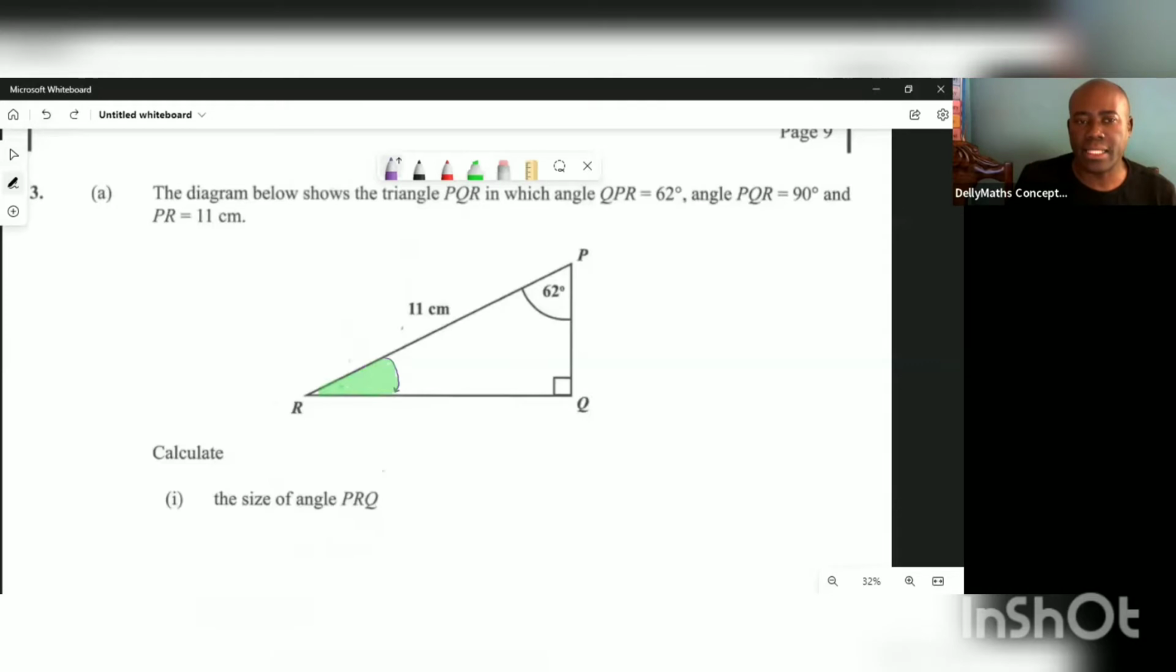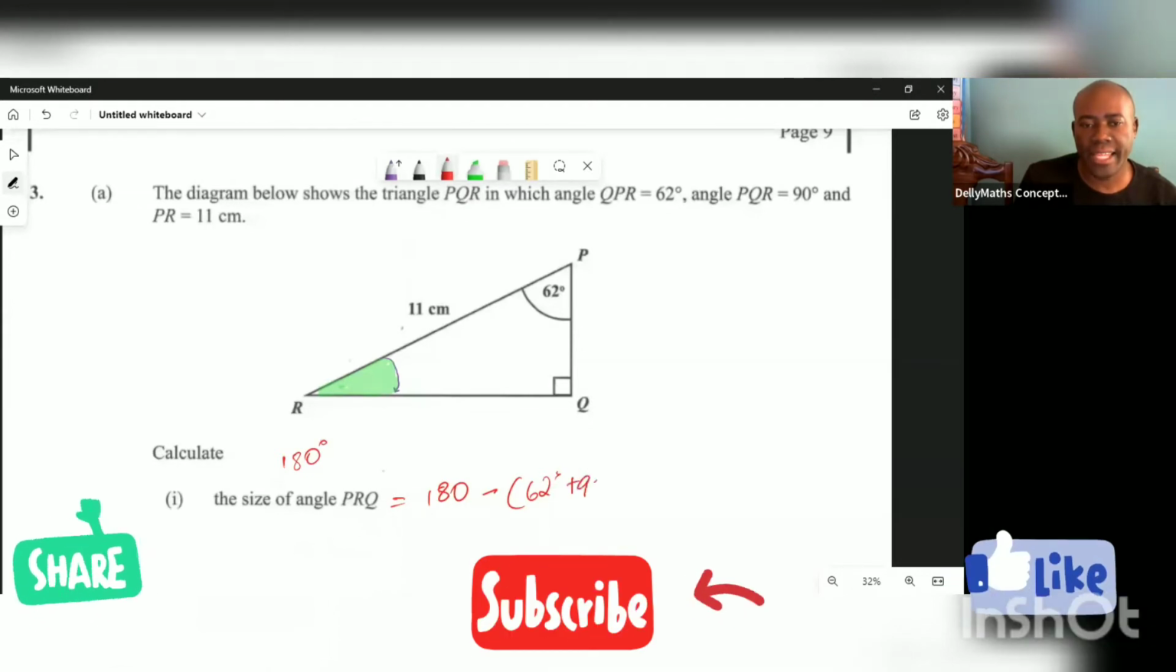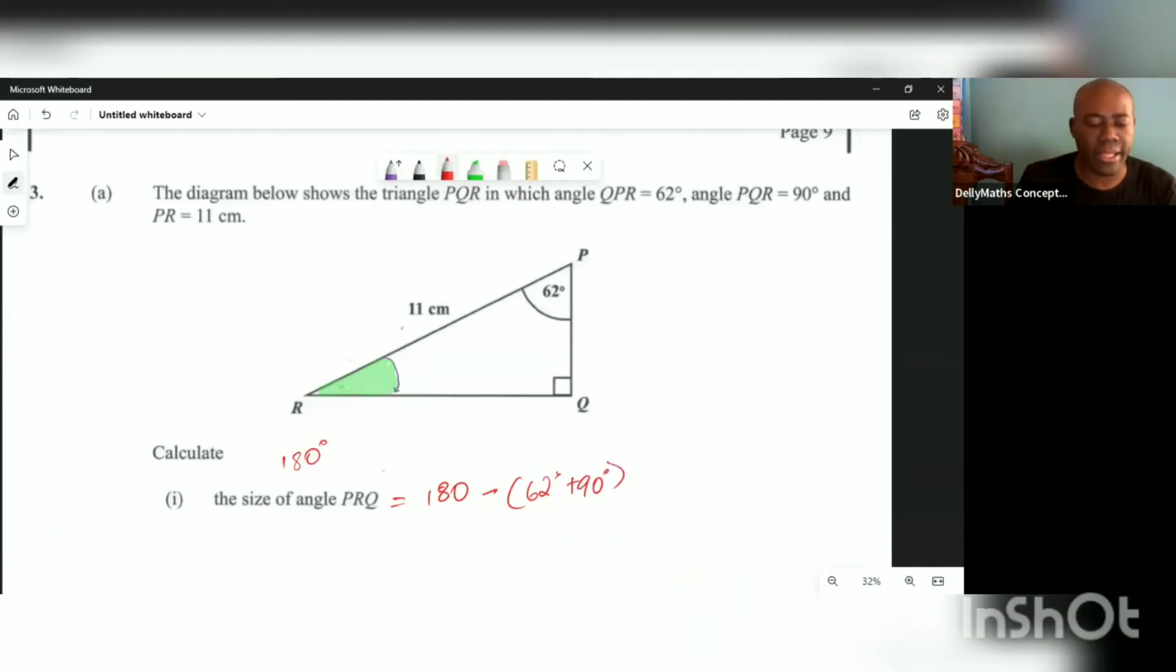Now, when you look at this angle though, there is a quick one step you could use because this is the third angle in the triangle, right? And in a triangle, the total interior angle is 180 degrees. So to find this angle, we're going to say 180 minus the sum of the 62 degrees plus the 90 degrees. So we sum them up, and then take it from 180 degrees, and then we would have gotten that angle. So the answer is going to be 28.